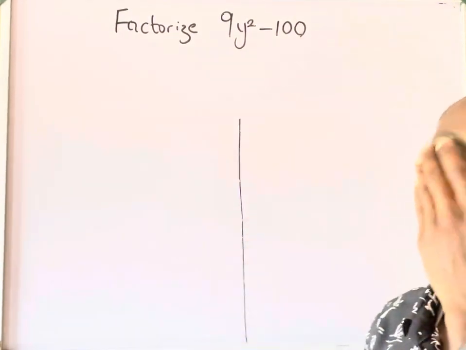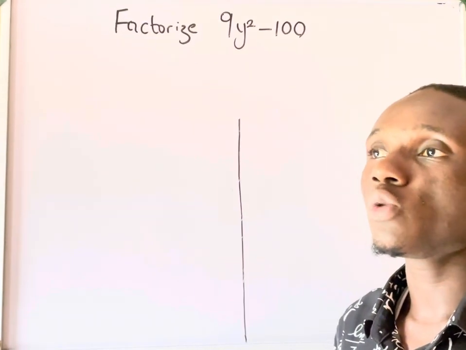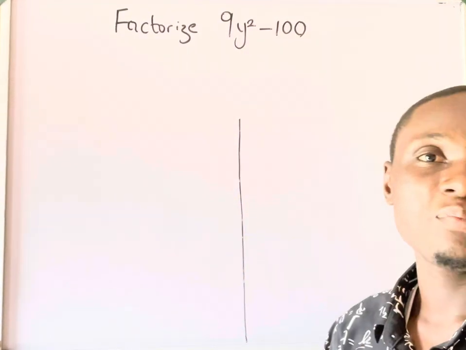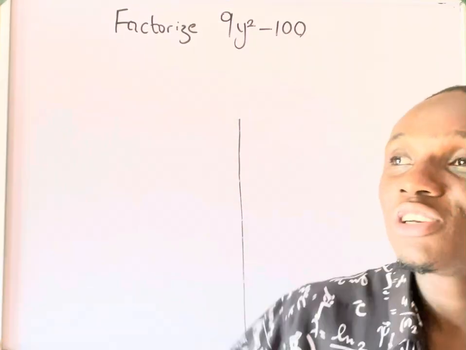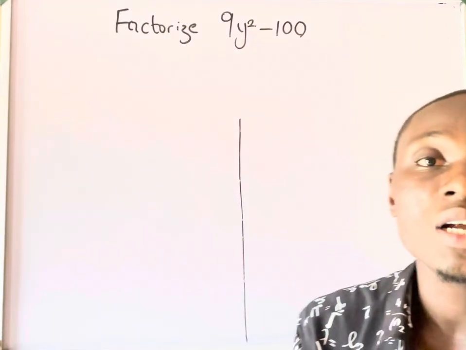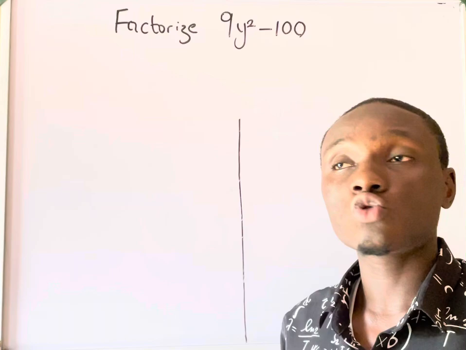9y squared and 100. Now, if you're conversant with what we call difference of two squares, you'll notice that 9 is a perfect square. 100 is also a perfect square. What are perfect squares? Perfect squares are those numbers that when you take their square root, they give you a whole number.